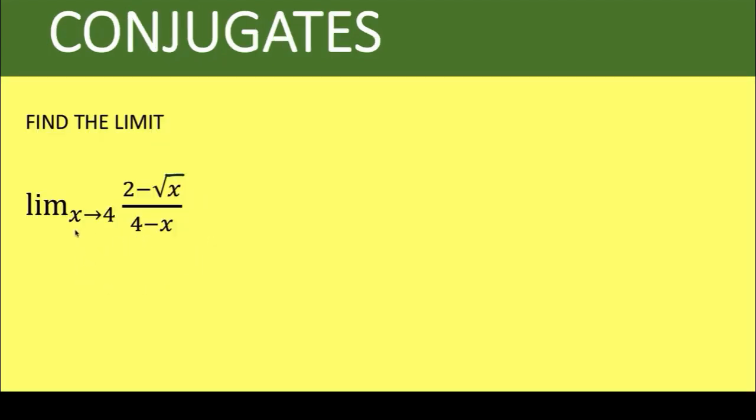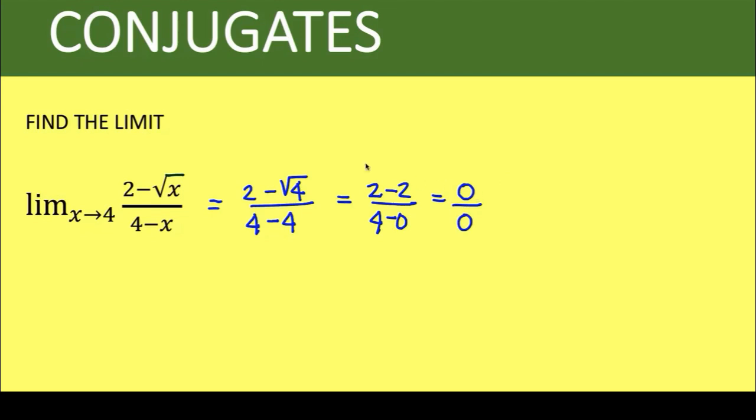Find the limit as x approaches 4 of 2 minus the square root of x over 4 minus x. Again, if you're going to use direct substitution, you'll have 2 minus the square root of 4 over 4 minus 4. And that gives us 2 minus 2 over 4 minus 4, which is also 0. So you have the indeterminate form 0 over 0. So direct substitution will not work here.